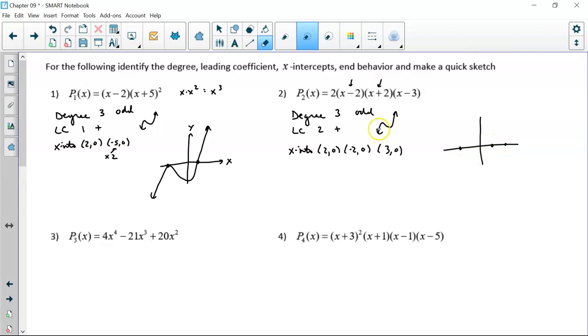So for it to look like this, it's going to go up, through, back down and through, and then back up and through. And there's a quick sketch of our graph. It's going to have that basic shape to it.